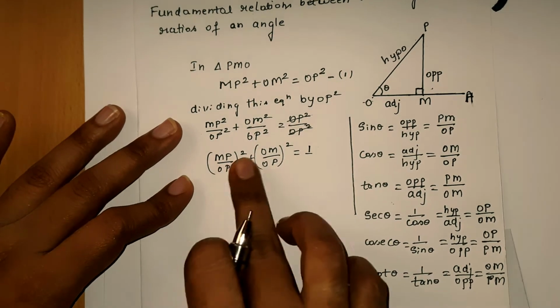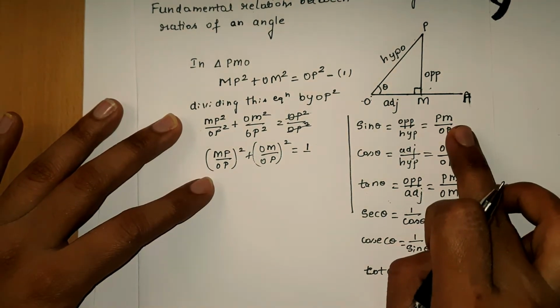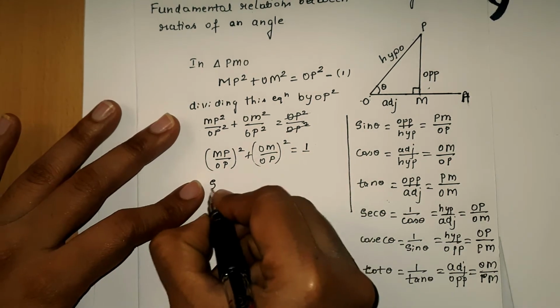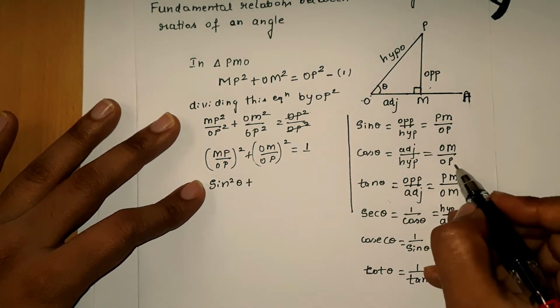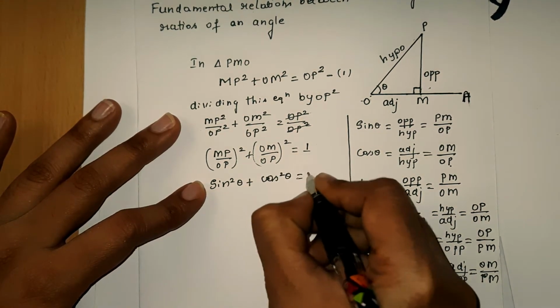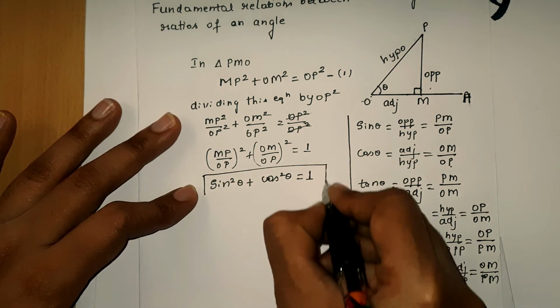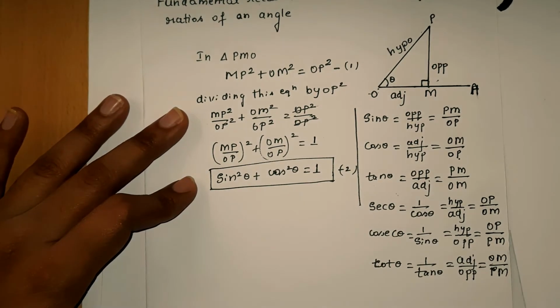So now just look at this. MP or PM, both are the same. PM by OP is given by sin square theta and OM by OP is given by cos square theta, which is equal to 1. So now consider this as equation 2.